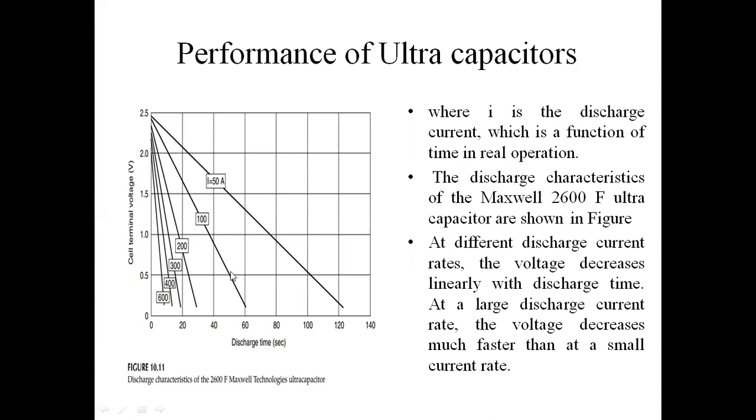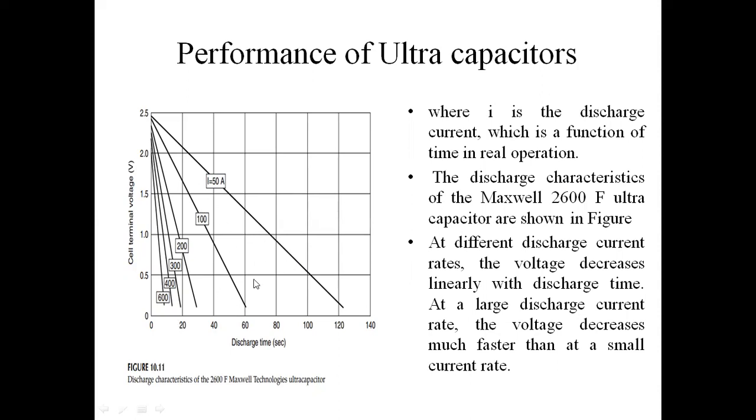Next, here I is the discharging current, which is a function of time in real time. This is a real time waveform. This shows the discharging characteristics of the Maxwell 2600 farad ultra capacitor, as shown in the figure. This is the capacitor characteristics designed by the Maxwell company. At different discharging current rates, the voltage decreases linearly with discharging time. At a large discharging current rate, the voltage decreases much faster than at a smaller current rate.